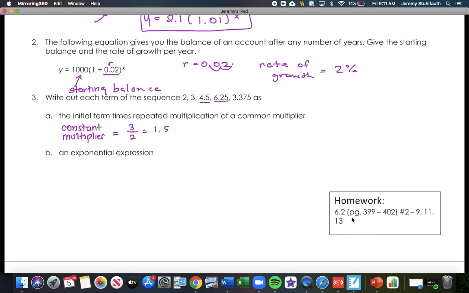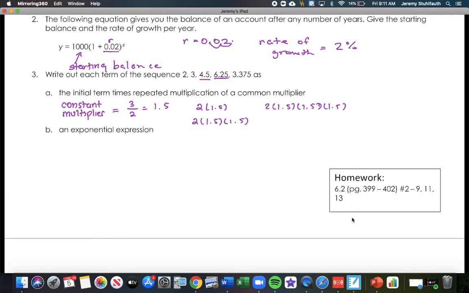So if we wanted to write this out, we'd start with our initial term. We'd have 2 times 1.5 to give us 3, and then to get 4.5, we'd have 2 times 1.5 times 1.5, and then we'd continue on going 2 times 1.5 times 1.5 times 1.5 in order to get 6.25. And then if we want to write this as an exponential equation, we'd have 2 times 1.5, 2 times 1.5 squared, 2 times 1.5 to the third power, and so forth.